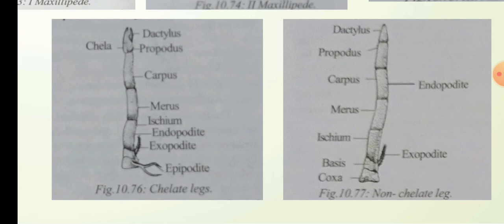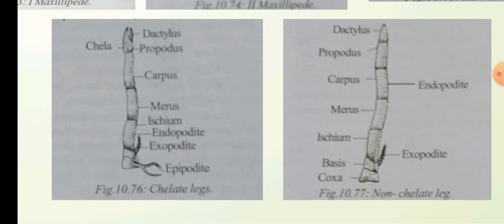Whereas the endopodite is made up of 5 segments, just remember that. The last 2 segments in this endopodite are named the propodus and the dactylus, and they are arranged like the blades of a pair of forceps. This type of articulation is called a chela, so that's why it is called a chelate leg.